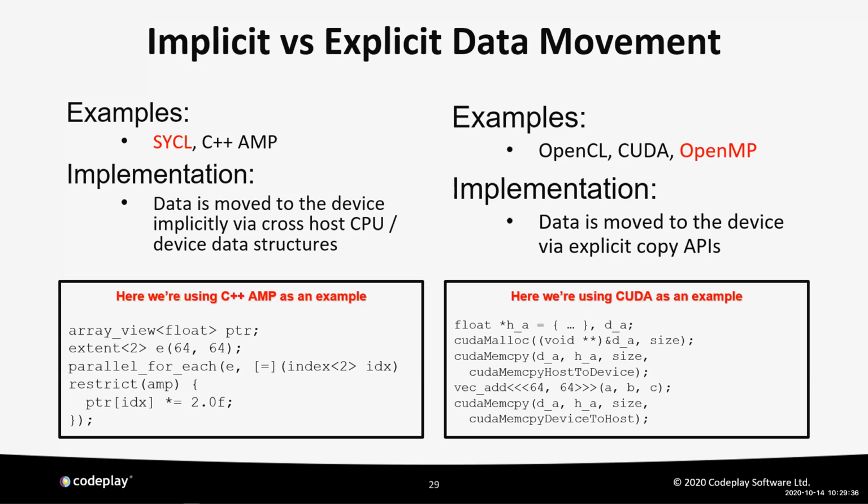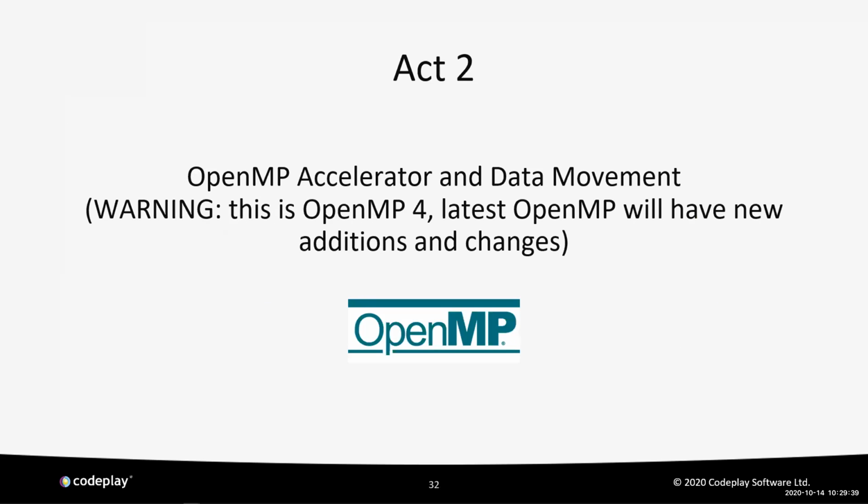Okay. So OpenMP accelerator and data movement, the second part. I want to show quickly what an OpenMP accelerator is and how data is moved. This is just a piece of warning: this is on OpenMP 4. The latest OpenMP, I think, is 5 or 6, I can't remember, and it's going to have new additions and changes. I left OpenMP when it was 4.5.